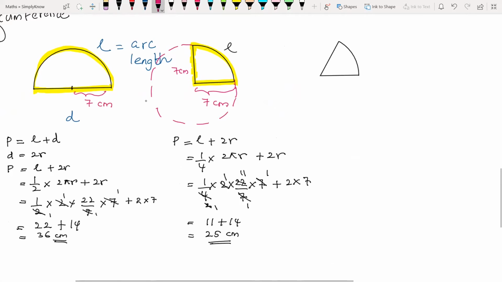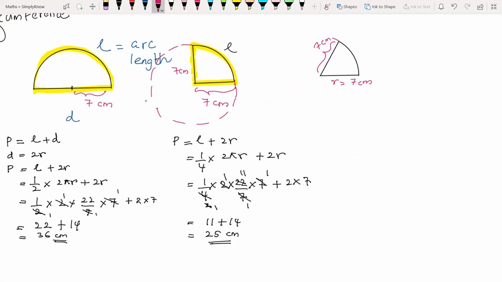Now, what about the perimeter of this sector? Here, let's say again our radius is 7 centimeters. Then, of course, this length also, it's 7 centimeters.